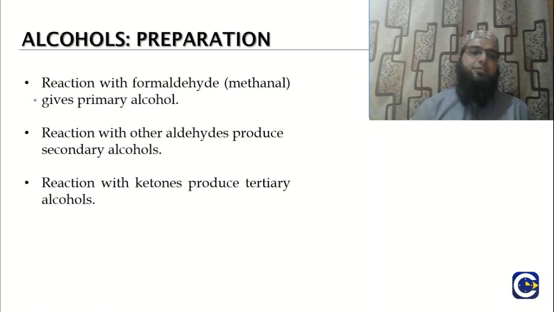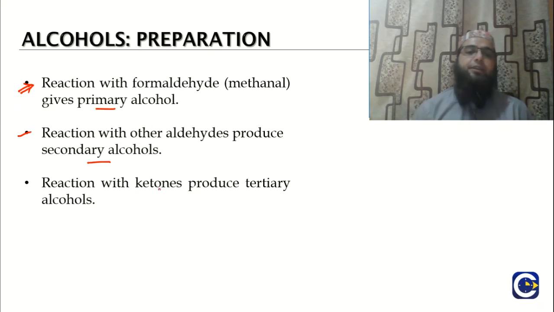So we can just conclude that reaction with formaldehyde, that is methanal, gives the primary alcohol. These points are to be kept in mind, because they will help a lot in solving the problems. Methanal, or formaldehyde, is also an aldehyde. This produces the primary alcohol, while other aldehydes give us the secondary alcohol.